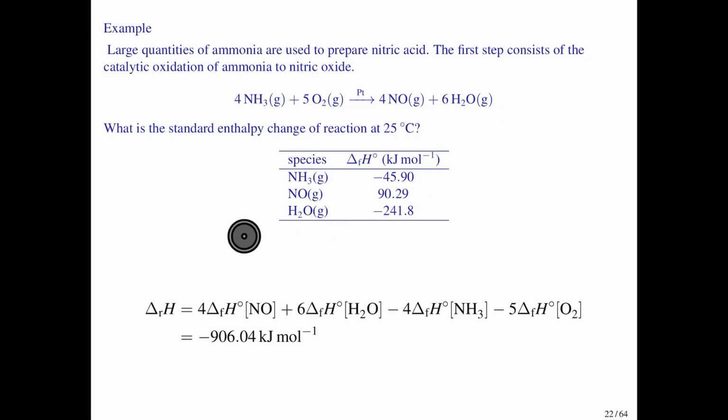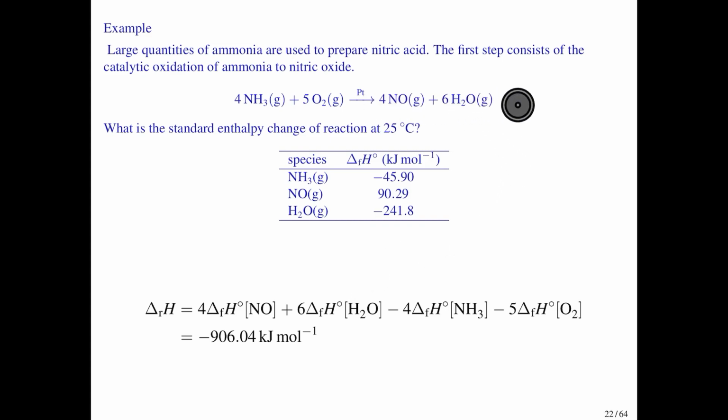And so here's how I do that. So the delta H that I want to calculate, I'm going to read the reaction, products, and then I'm going to subtract the delta H of formations for the reactants. So starting with the nitrogen monoxide, I'll take 4 times the enthalpy of formation for nitrogen monoxide. And that's going to be this middle number here, the 90.29. Then I'm going to add to that the enthalpy of formation for the water vapor. But I'm going to multiply it by the stoichiometric coefficient of 6. So plus 6 times the enthalpy of formation of water.